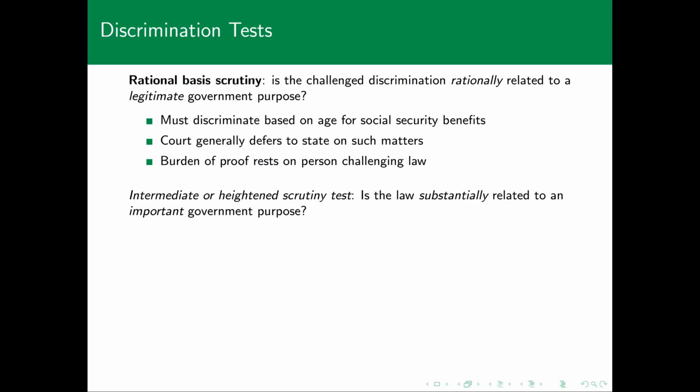The second type of scrutiny, and we really haven't talked about this at all in this class, is intermediate or heightened scrutiny. This one asks if a law substantially relates to an important government purpose. Right, so here we see these two italicized words again. For rational basis, it's rational and legitimate. For intermediate scrutiny, it's substantial and important.